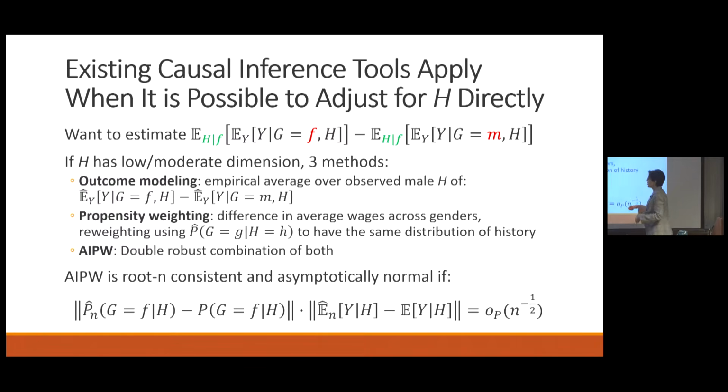And the third, which is semi-parametrically efficient, is to do a doubly robust combination of both. This is augmented inverse propensity weighting, or double machine learning, as it was rebranded, and I give all the kudos to the rebranders. It's worked very well, but the original statistical term was augmented inverse propensity weighting. It is root-n consistent and asymptotically normal if this thing converges at the right rate.